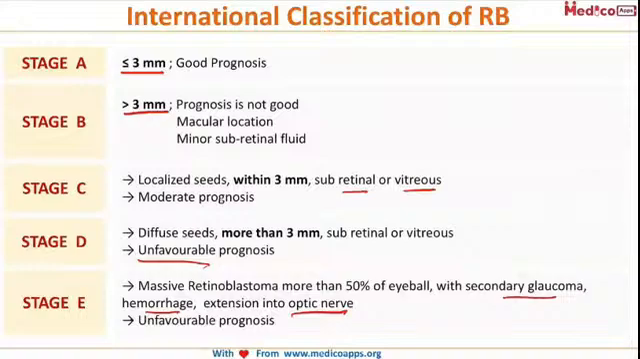So stage A is less than 3 mm, good prognosis. Stage B, greater than 3 mm, does not have a very good prognosis. Stage C starts localized seeding of the tumor, which has a moderate prognosis. Now stage D has diffuse seeding, and stage E is the aggressive, widespread stage of retinoblastoma.